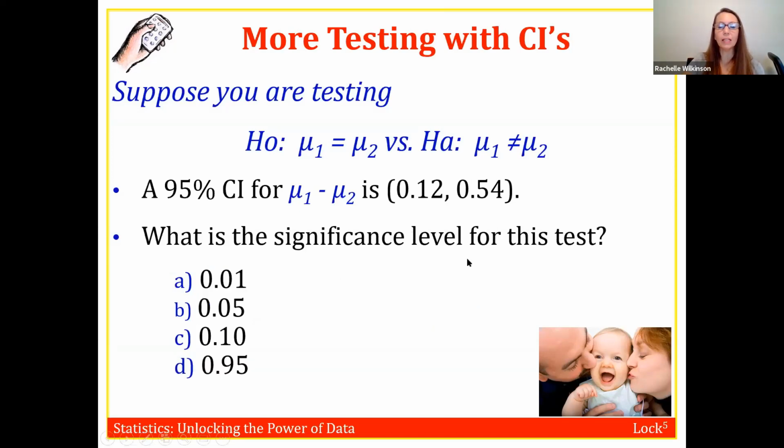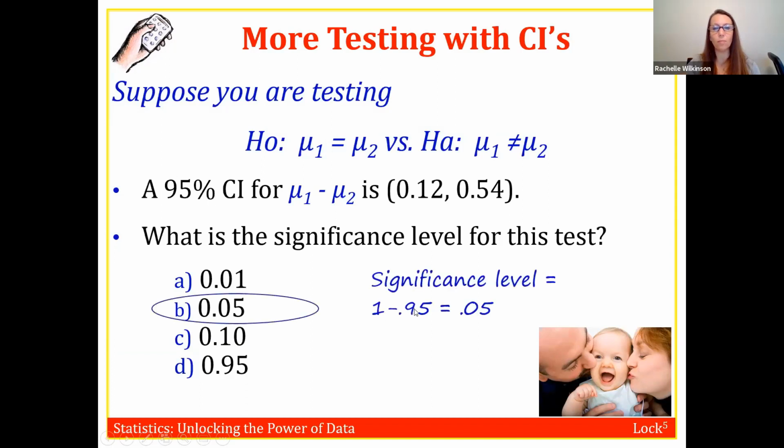Okay, what significance level would we be using for this test? If we use this confidence interval to do this hypothesis test, what would be our significance level? All right, good. So remember that if we're doing a 95% confidence interval, we can figure out the significance level. Remember, significance level is alpha, just by taking 1 minus the confidence level. So 1 minus 0.95 is 0.05. So our significance level, alpha, would be 0.05.